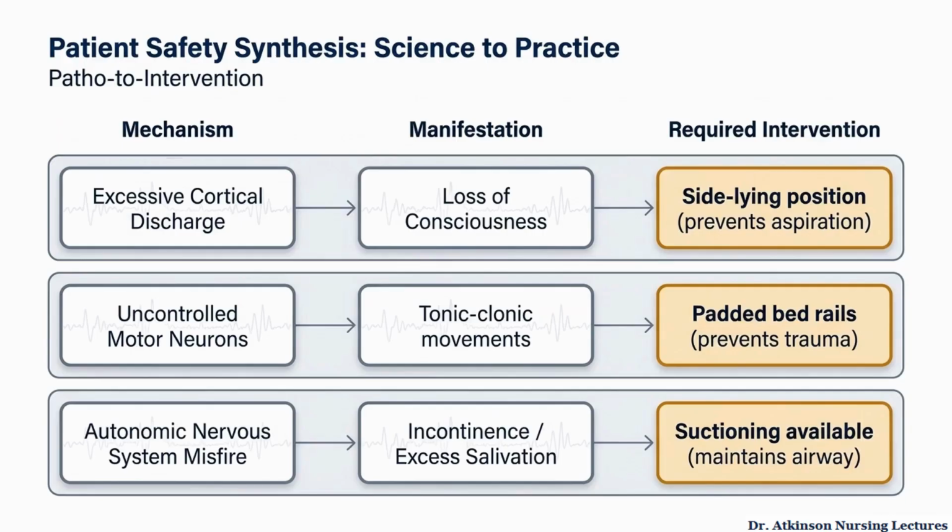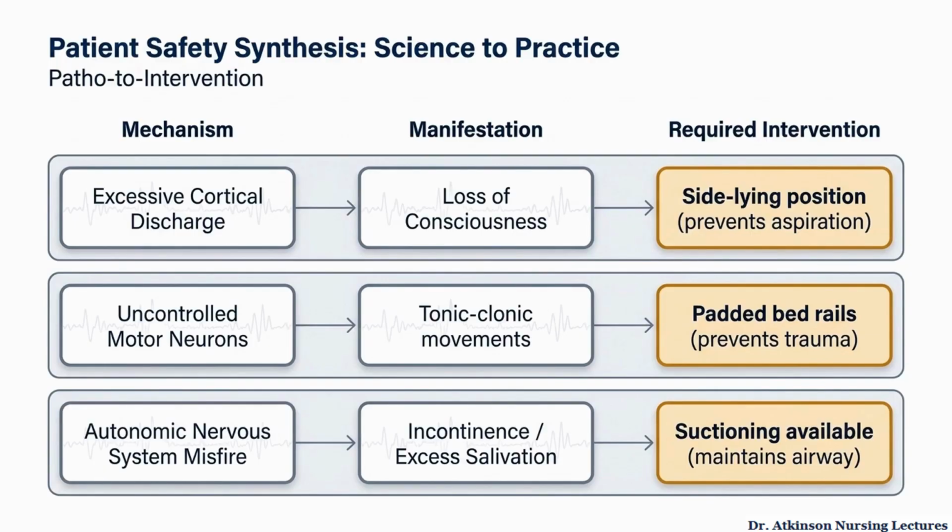activity is occurring. When excessive cortical discharge causes loss of consciousness, the nursing priority immediately becomes airway protection. That's why we place the patient in a side-lying position to help reduce aspiration risk. When uncontrolled motor neuron firing produces tonic-clonic movements, we shift into injury prevention mode. Pad the side rails, protect the head, clear nearby objects, and never try to restrain the patient during the seizure. Autonomic nervous system involvement can also lead to excess salivation or incontinence, so suction equipment should always be readily available to maintain a patent airway.